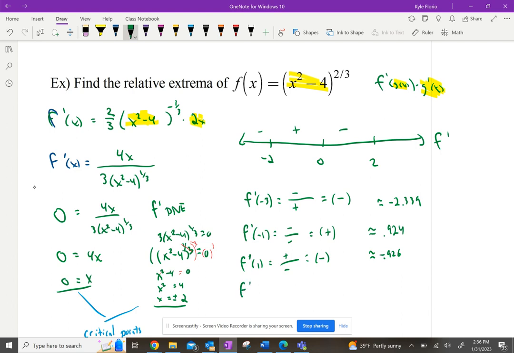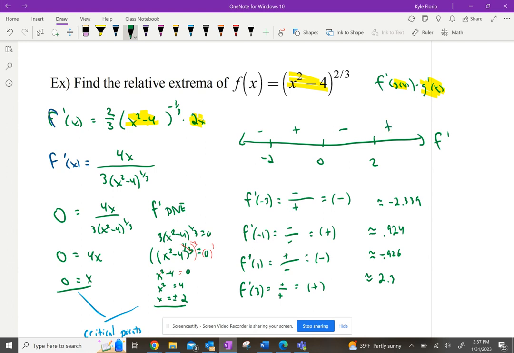And then if I plug a number bigger than 2, like 3, I'm going to get, let's see, 4 times 3 is going to be a positive number, so I'm going to get a positive on top. 3 squared is 9. 9 minus 4 is positive 5. 5 to the 1/3 is going to be positive. A positive number times 3 is still going to be positive. Positive divided by positive is a positive. And if I did it in the calculator, I got about positive 2.3 anyways, so that checks out.